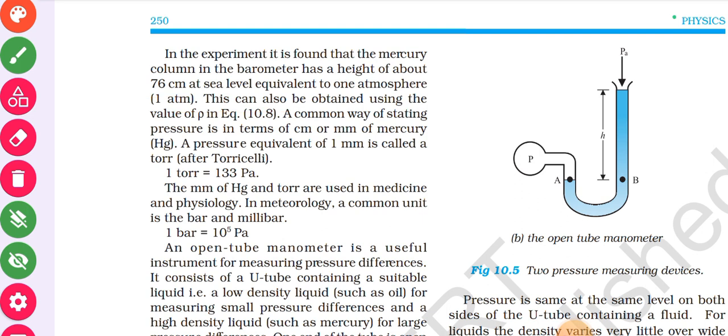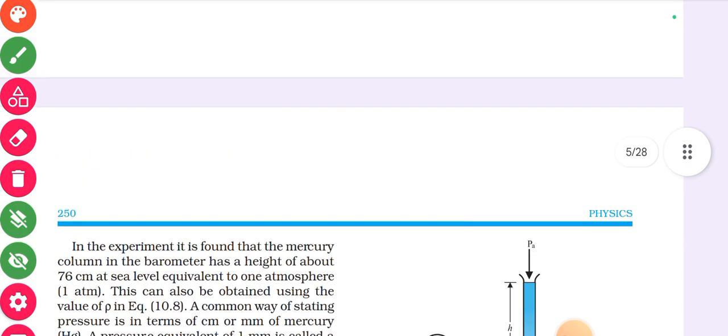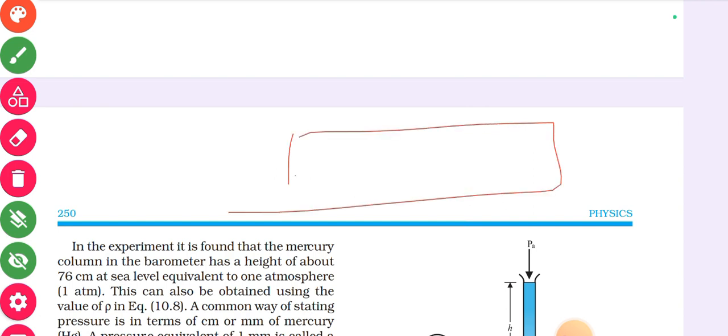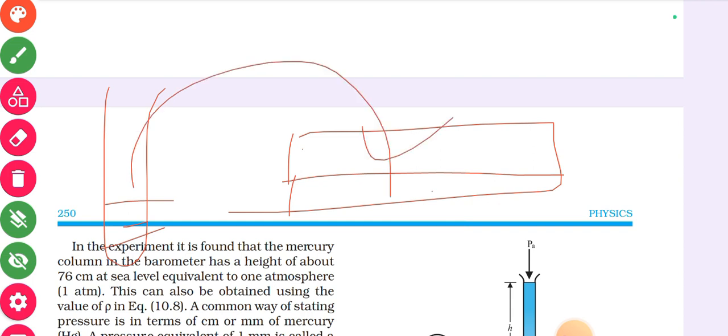So a barometer works like this. A barometer is a device to measure pressure. We take a trough, basically a container of mercury, and in that we take a test tube filled with mercury, and in this trough there is mercury filled. Then we invert it onto this trough.